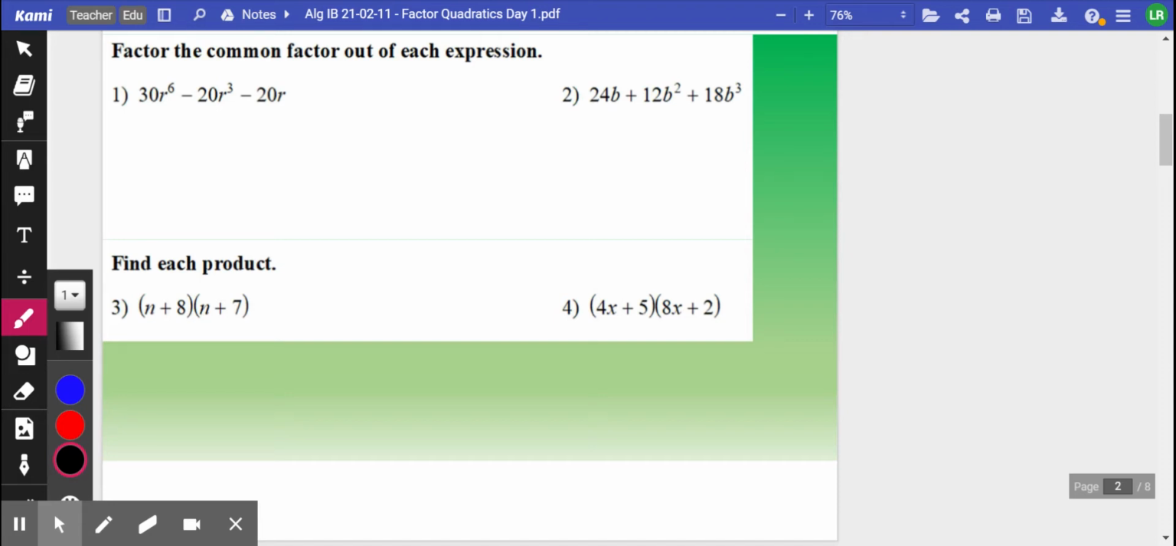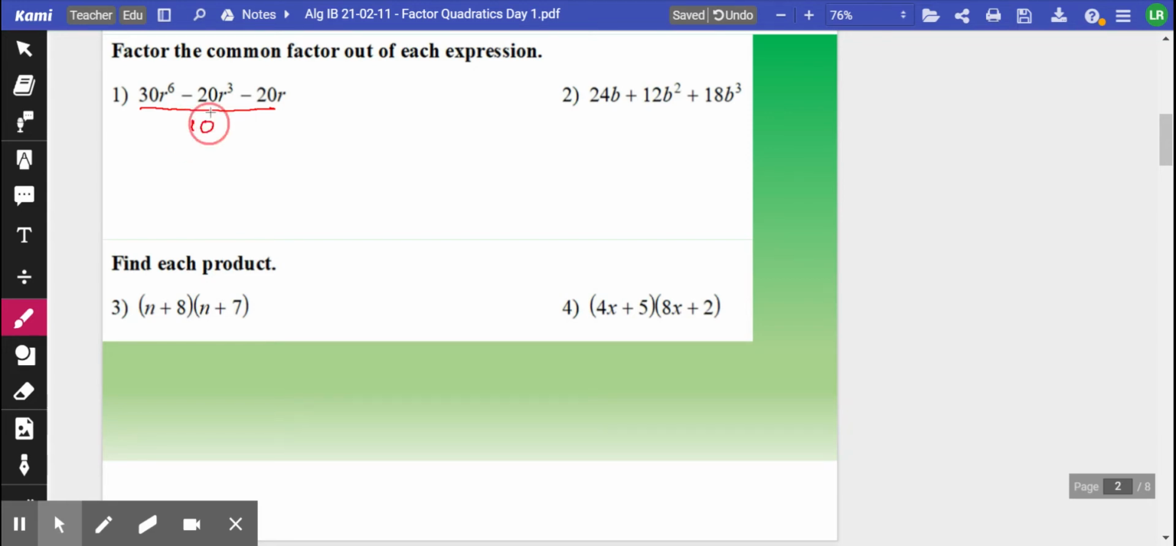Now with number one, remember we're dealing with numbers first. So I'm looking for what can I divide out of all three of these evenly. Always start with the smallest number, so 20. And there's a little trick here I wanted to make sure you saw. All three numbers end in a zero. So if all three numbers end in a zero, that means I can divide them by 10.